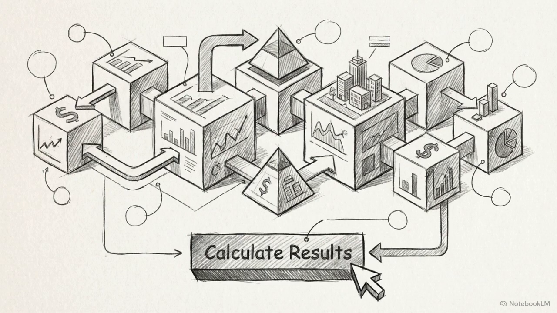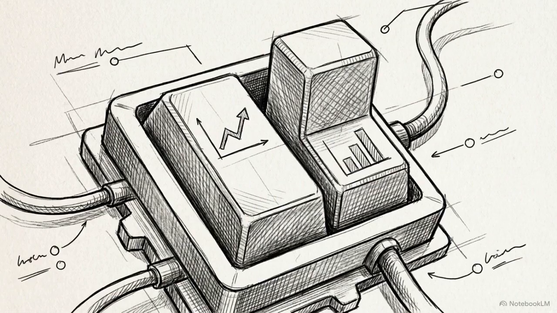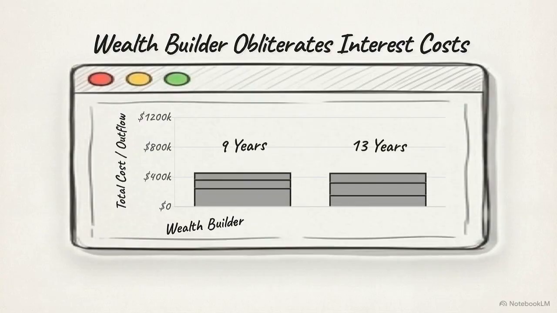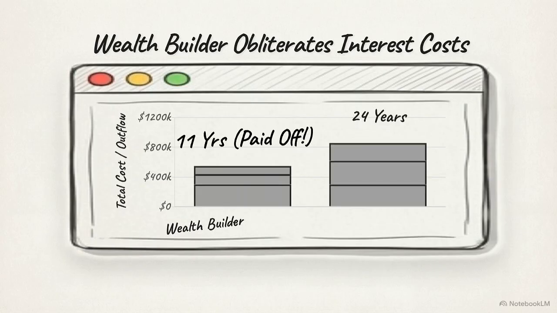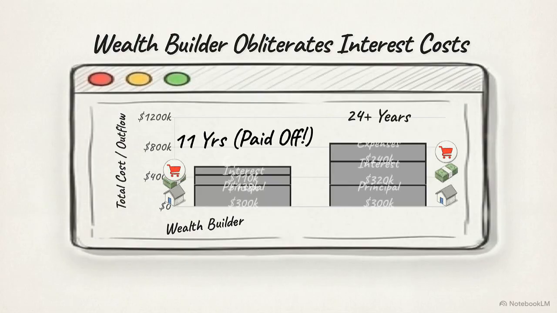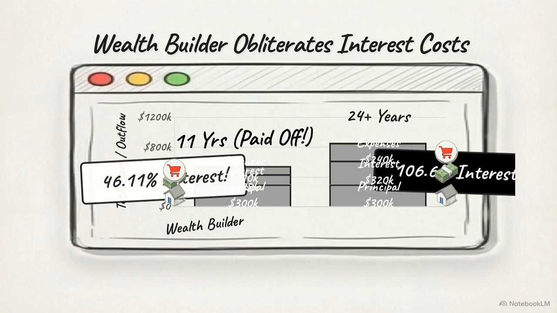With the data entered, navigate to the Results section. You can toggle between the two primary visual outputs, the reduction timeline and the cost comparison view. This chart shows payoff timelines. The Wealth Builder pays off in 11 years, while the traditional mortgage drags past 24. The cost comparison chart separates total principal, interest paid, and ongoing expenses. Finally, interest as a percentage of principal is calculated. Wealth Builder settles at 46%, while the comparison exceeds 106%.